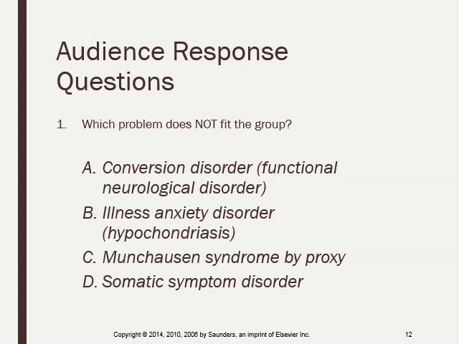So which problem here does not fit in the group? We've got A, conversion disorder, B, illness anxiety disorder, C, Munchausen's by proxy, and D, somatic symptom disorder. And you may be thinking, well, we just talked about all four of these in the same chapter, so they all fit in the group. But the one that really isn't like the others is C, Munchausen's by proxy. A, B, and D are all real symptoms, where C are fabricated or self-inflicted. If you guys have any questions over this chapter, please let me know.